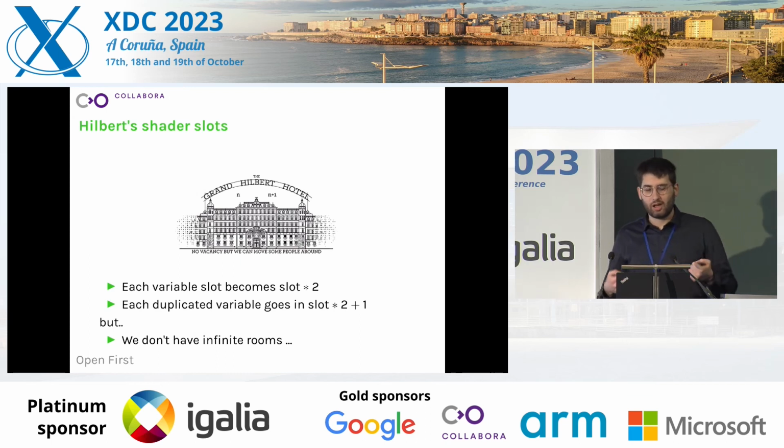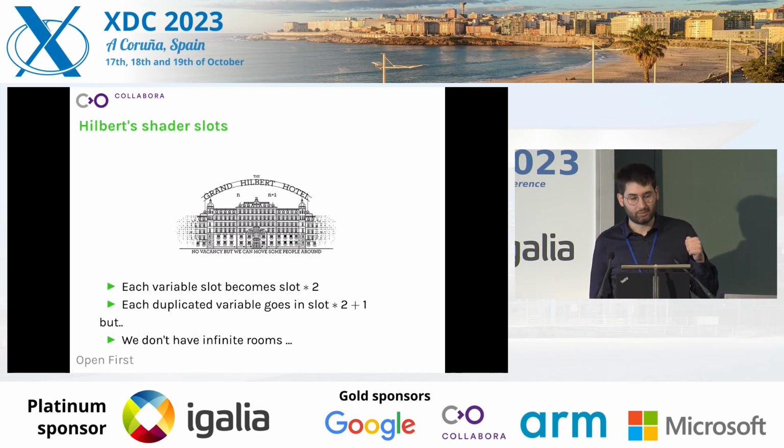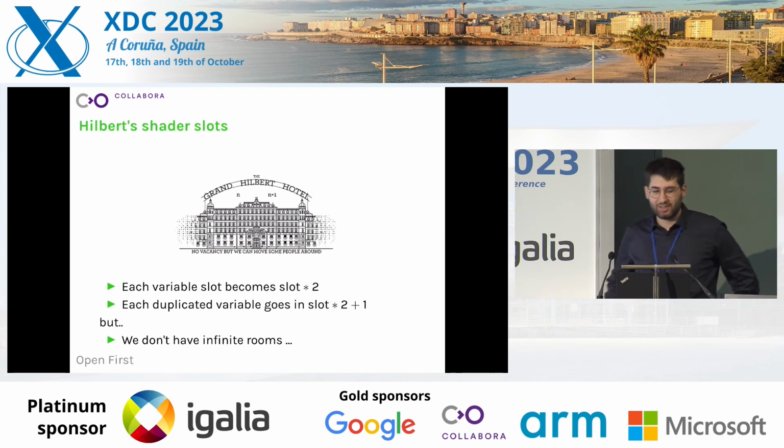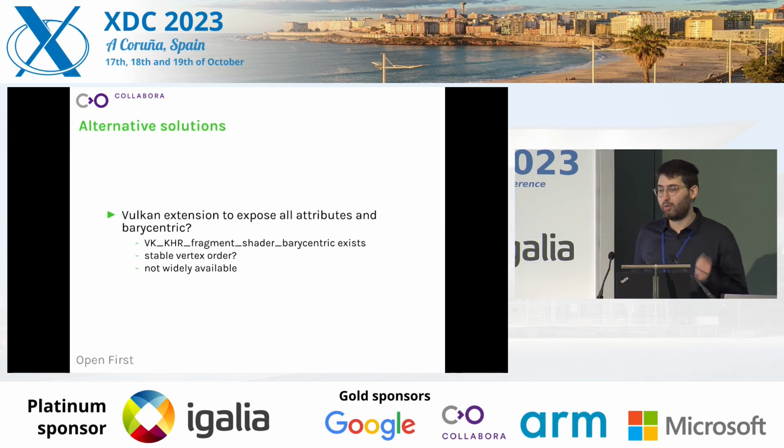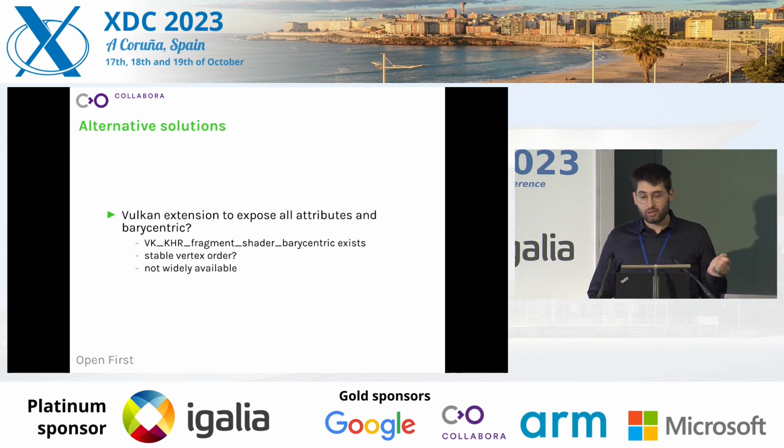Like you can't predict which slots it's going to read, because there are some slots that are not passed through, some that are. So in order to deal with this, the way I'm doing it right now, I'm just taking every slot and assigning it to slot times 2, and then the odd slots are free, so I can add my own variables. The obvious problem is that we waste shader slots, and we don't have infinite room in this case. We can run out of slots. So this is a temporary solution, and really we should do it with a Vulkan extension. There is a Vulkan extension that exposes all of the attributes and barycentrics, so we could do the interpolation ourselves or not do it for flat shading.